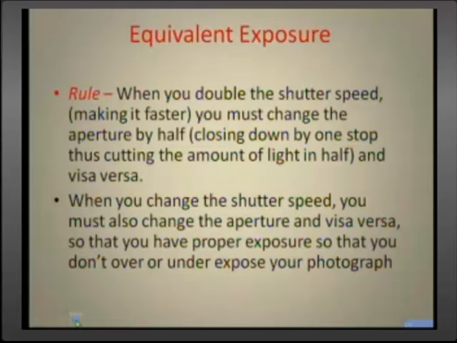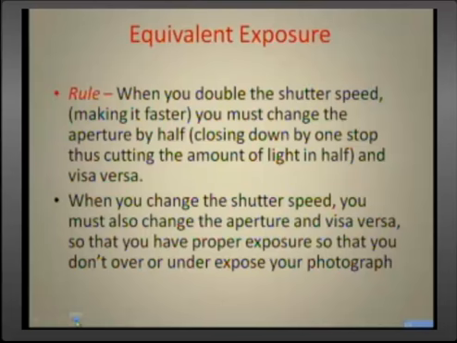What I mean by vice versa here is if I change the aperture, then I also have to change the shutter speed, again, to have equal exposure, so that you have the proper exposure and don't over or underexpose your photograph. This is what I was talking about in the previous slide as well. So when you double the shutter speed or make it faster, I have to cut the amount of light in half by closing down the aperture.